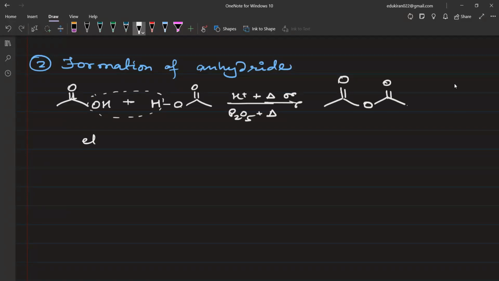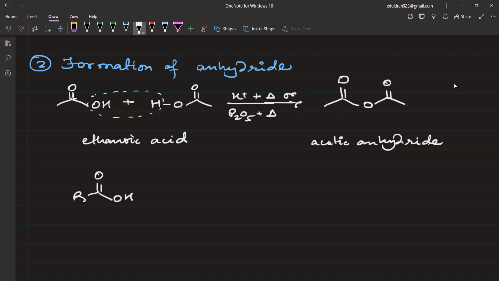So from ethanoic acid, what did we get? Ethanoic anhydride or acetic anhydride. Okay, acetic acid से acetic anhydride. So in general, if you have R C double bond O OH in the presence of P2O5 and heat, it will use two molecules and you will get the anhydride. That means R C double bond O, oxygen with C double bond OR.